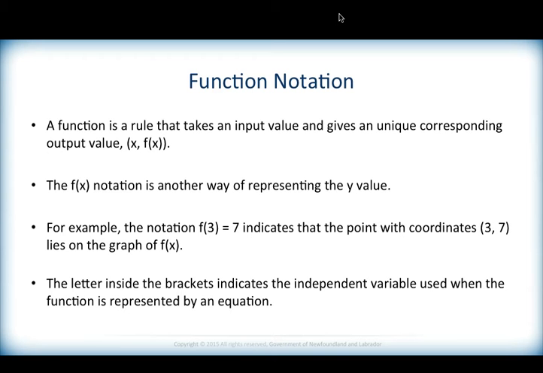The letter inside the brackets indicates the independent variable used when the function is represented by an equation. So keep in mind that your number inside the bracket is your x value or independent, and what it equals is the dependent variable.